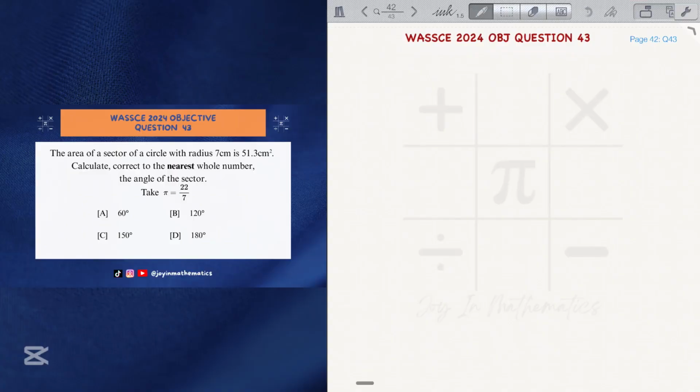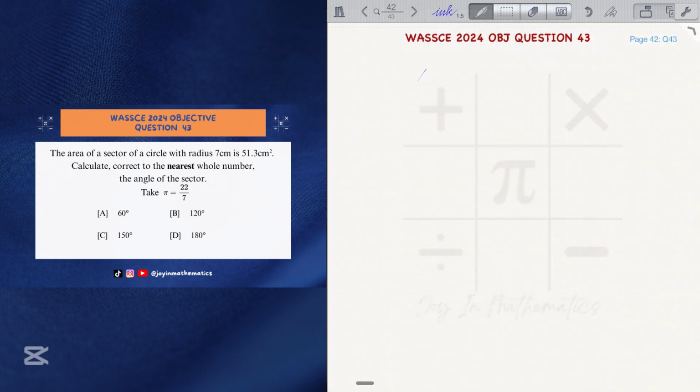Now we're moving on to WASSCE 2024 objective question number 43. The question says the area of a sector of a circle with radius 7 centimeters is 51.3 centimeters squared. Correct to the nearest whole number, find the angle of the sector. So let's draw the sector with a diagram.